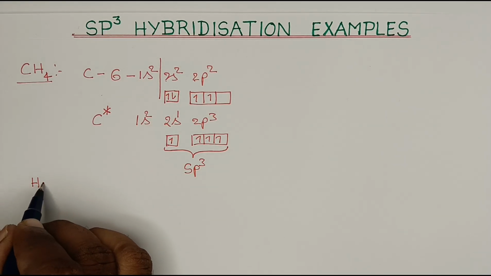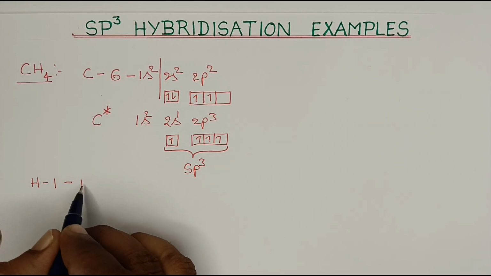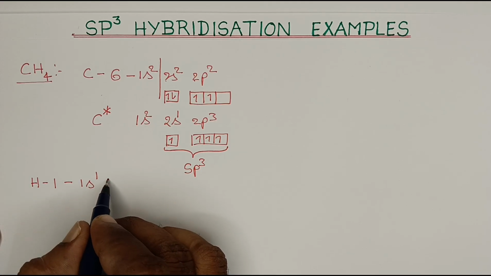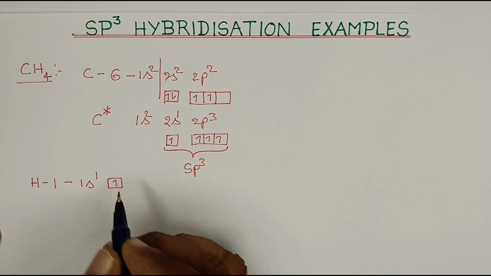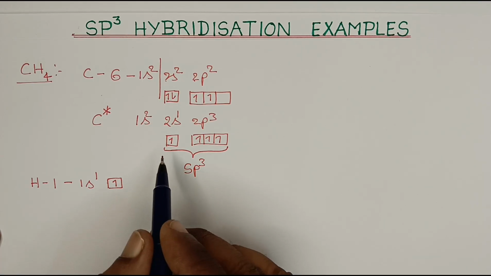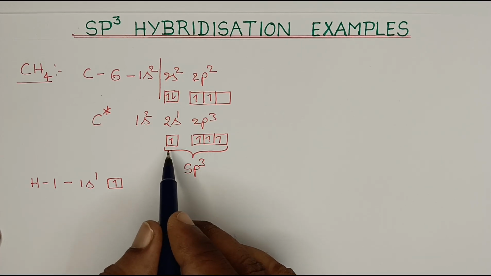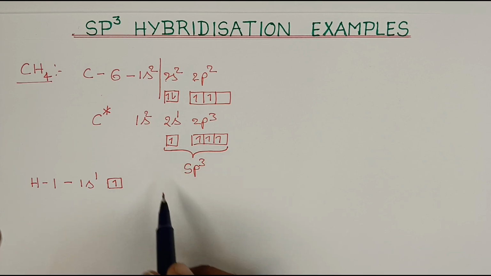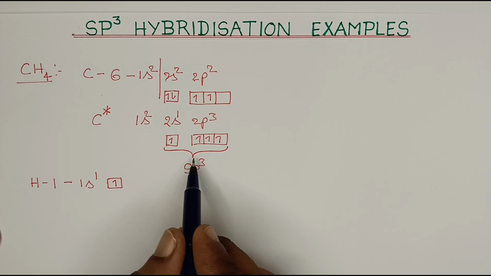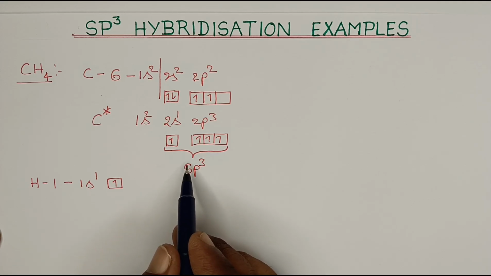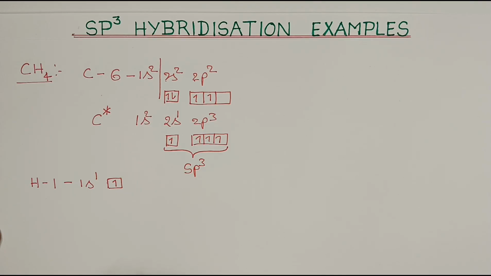Hydrogen's atomic number is 1, so the configuration is 1s1. That means it contains only 1 electron in its s sublevel. So these 4 orbitals, 1 s orbital and 3 pure p orbitals, combine together to form sp3 hybridization. Sp3 hybridization means 3 plus 1, so we will get 4 hybrid orbitals.